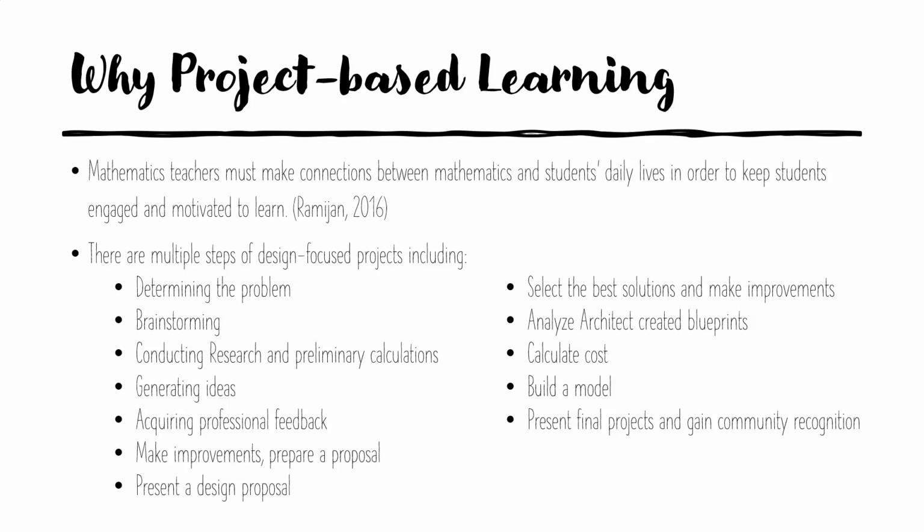So by creating design-focused projects, you need 12 steps that give students a well-rounded range of skills, such as determining problems, brainstorming, conducting research, generating ideas, being willing to take constructive criticism and get professional feedback, make improvements to their projects, make improvements again, calculate costs, build models, and then finally present projects to, for example, Habitat for Humanity if they were drawing out floor plans for the next housing unit being built.